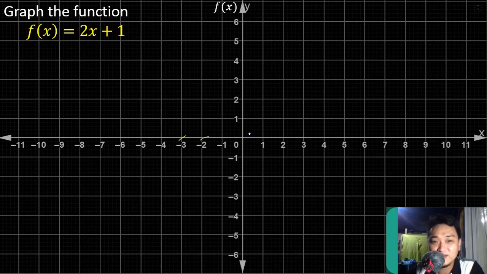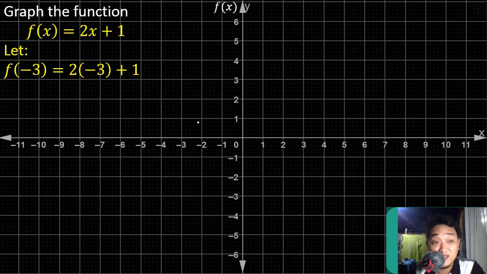Yung mga values niyan, tama na yan. From negative 3, negative 2, negative 1, 0, 1, 2, 3, mga ganong values. Yung sakop lang ng graph natin. So, subukan natin. Let's say, the value of x is negative 3, or f of negative 3.